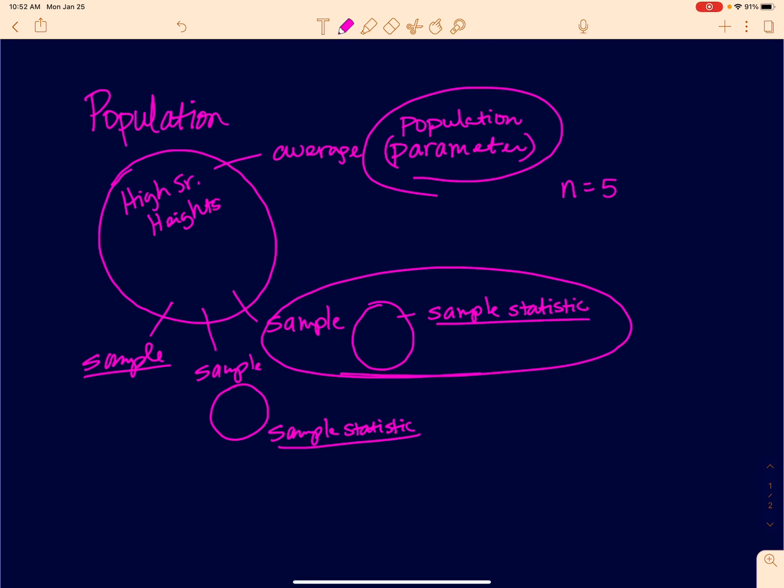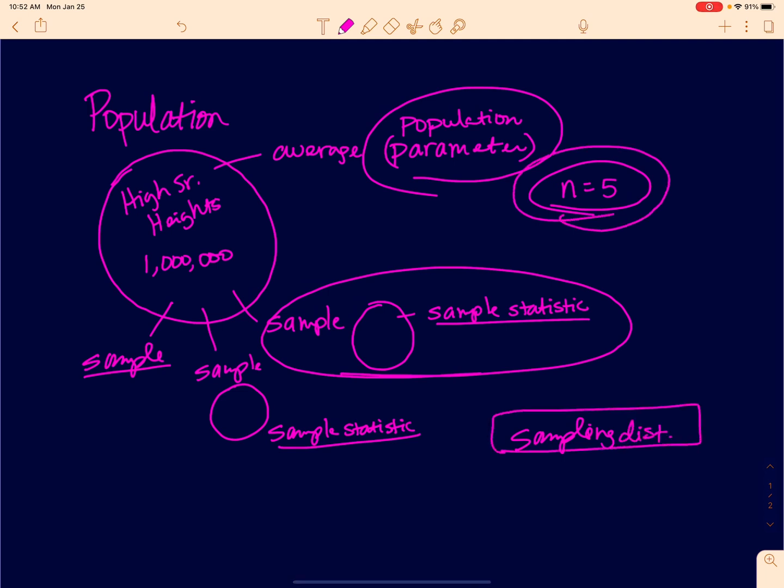I have no idea how many high school seniors there are in this nation or in this world, but for the sake of argument, let's pretend it's not very big, let's say 1 million. I'm sure it's way more than that. So we are going to take sample sizes of 5. The sampling distribution would take every unique sample of 5 that is possible among those 1 million high school seniors, and it would create a distribution from that.